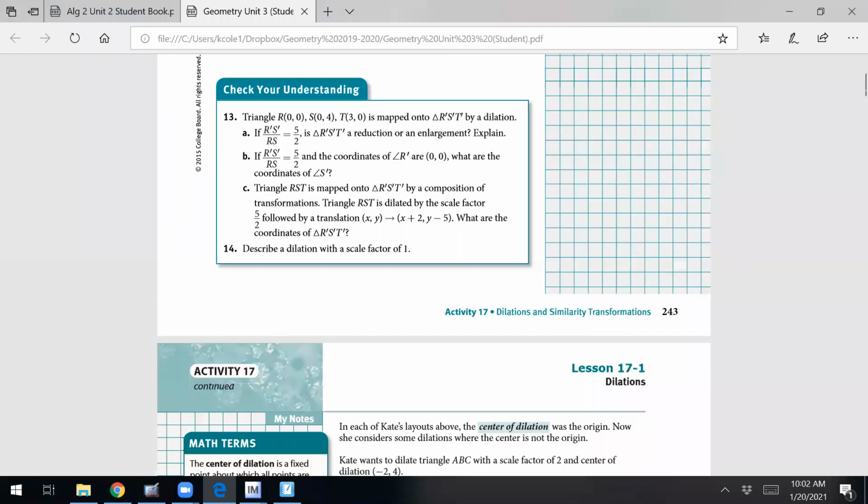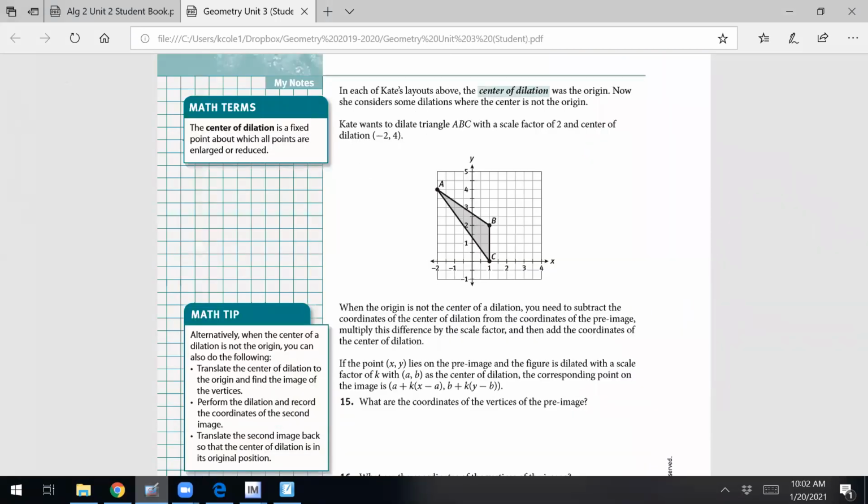And today we're going to be talking about the center of dilation. The center of dilation that we are most comfortable with is when the center's at 0, 0. Obviously, that makes things simple, but you can change that to be whatever you want it to be, and that's what we're going to talk about. Over in the math terms, it says the center of dilation is a fixed point about which all points are enlarged or reduced. So that point is staying the same. That's why 0, 0 in the examples that we saw stayed 0, 0. It didn't change because that's what our center of dilation was.